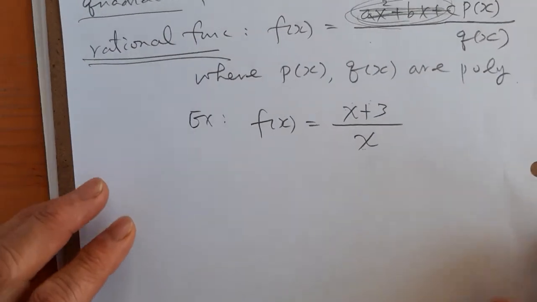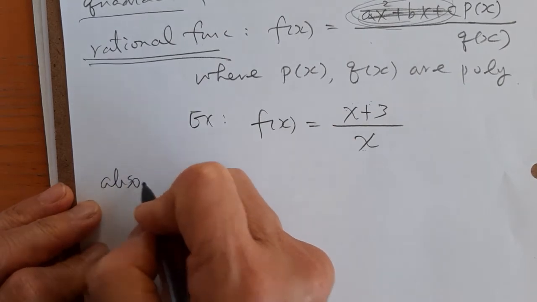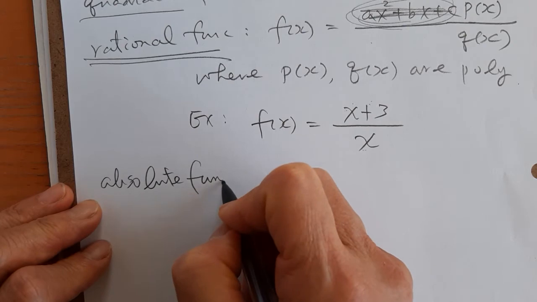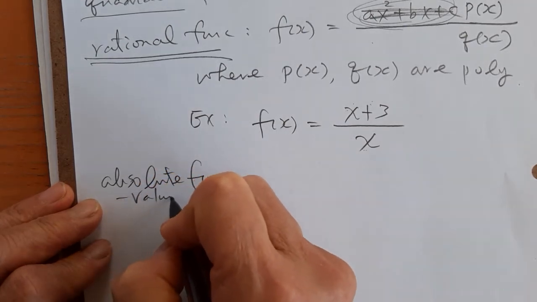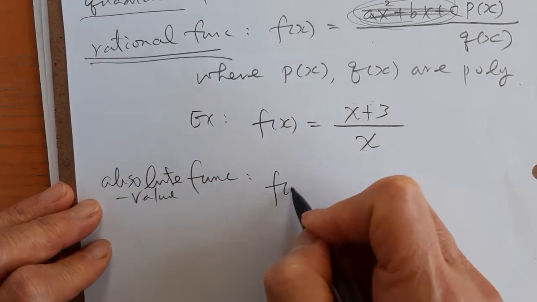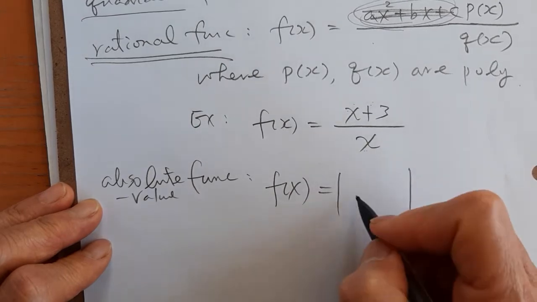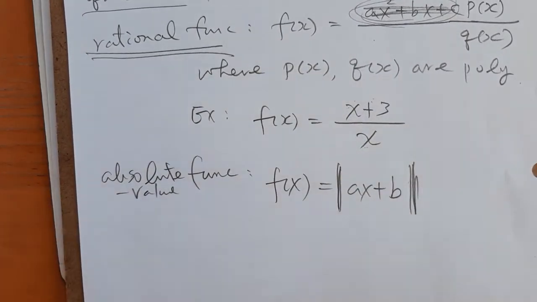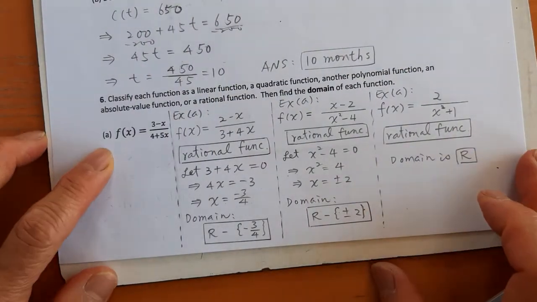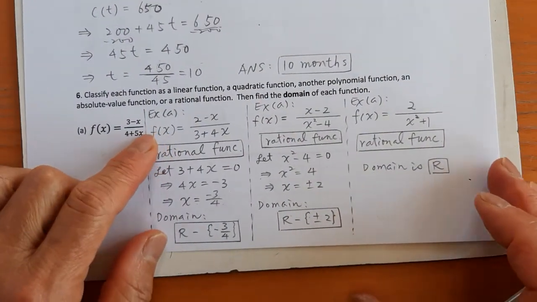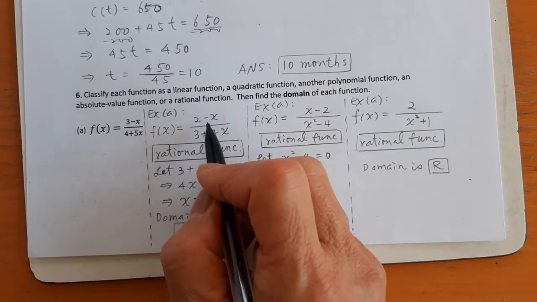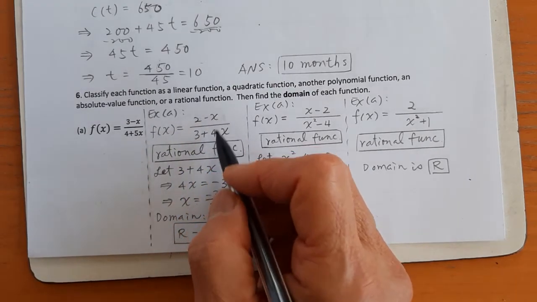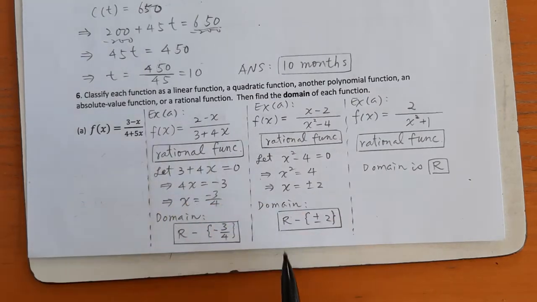And the absolute value function has an absolute value sign, like f(x) equals the absolute value of ax plus b. If it has this bar, we call it an absolute value function. An example is f(x) equals 2 minus x over 3 plus 4x, which is fractional form, so we call it a rational function.